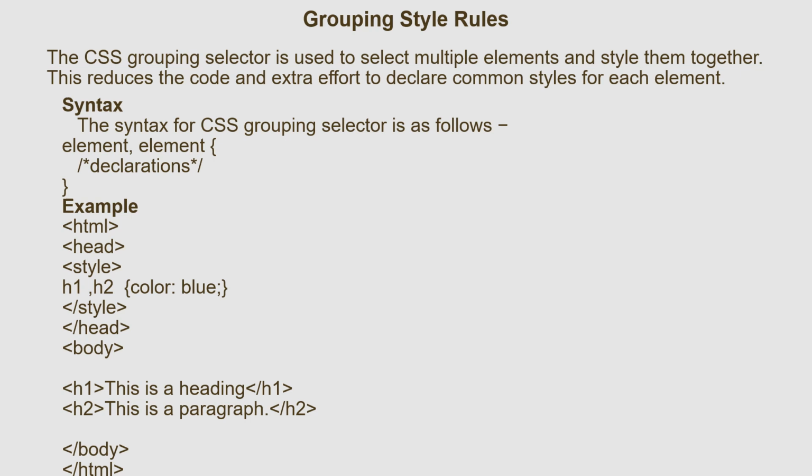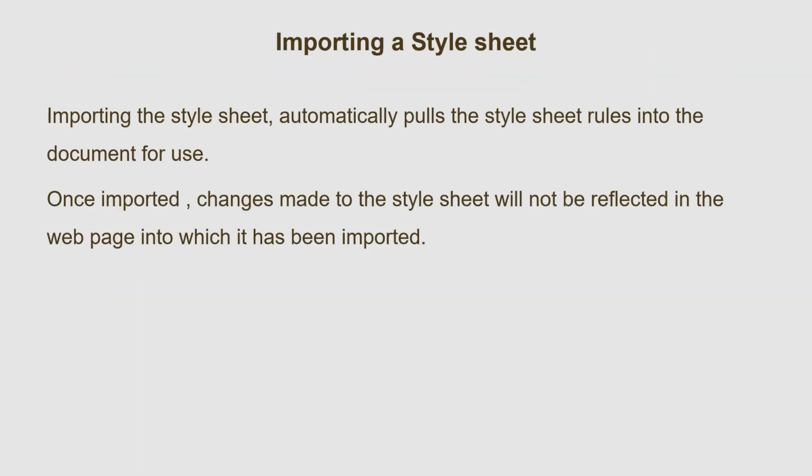The next one is grouping style rules. The CSS grouping selector is used to select multiple elements and style them together. If you want more than one element to have the same format, we can just group them together. This reduces the code and extra effort to declare common styles for each element, so it saves our time and code. In this example, in the style tag, we have grouped two tags, h1 and h2, which have the format color blue.